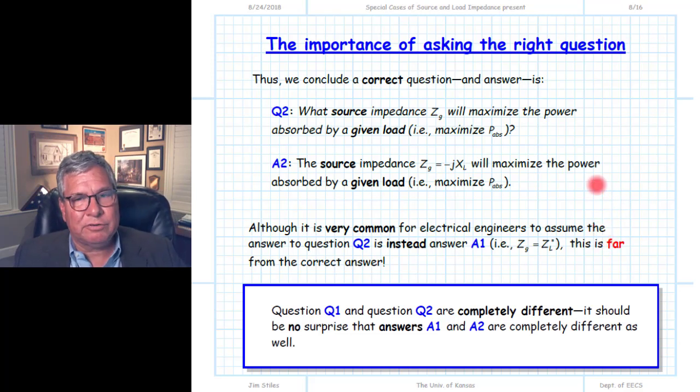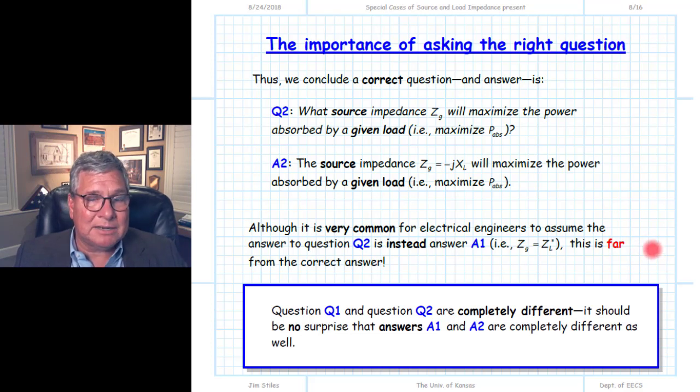Remember our first question. The first question was, what should the load impedance be if we want to maximize the power absorbed by the load? The second question is, what should the source impedance be if we want to maximize the power absorbed by the load? In both cases, we want to maximize the power absorbed by the load, but in the two questions, we're either varying the load given a source impedance, or we're varying the source impedance given a load. And so it's no surprise that we should get different answers for those two questions, because the two questions are completely different. The two answers that we get are completely different as well. And make sure that you understand that.